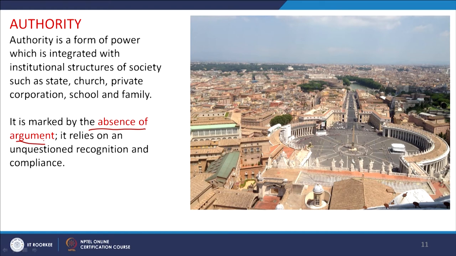And obviously the argument is missing, and then it relies on unquestioned recognition of compliance. Whatever the church says, it has to be followed. So it is not a two-way process, it is a one-way process. Even in our family systems, the head of the family, how his decisions are valued and how they show a direction to the rest. Similarly, if you take a religious group, the head of the religious group, the priest or any swami, his guidance acts as a kind of not questionable thing.